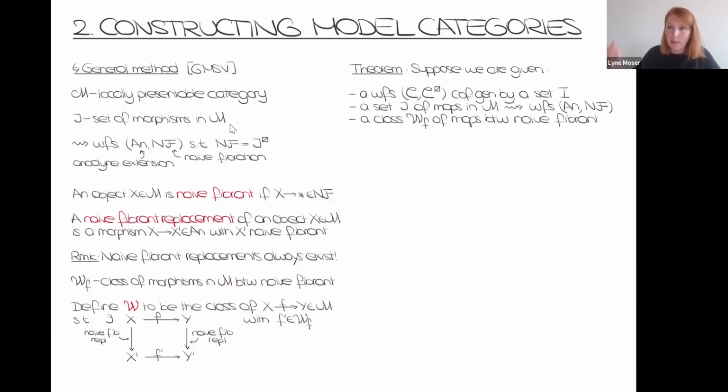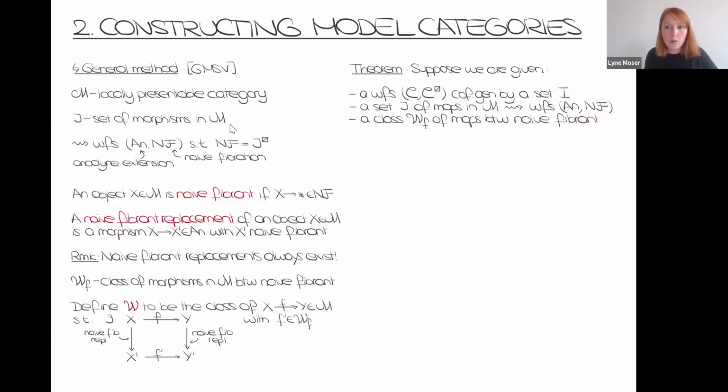So first, I need to give some data. So I first want to precise a weak factorization system of cofibrations and trivial fibrations. And so here I just denoted this with these lifting properties, just to not confuse them with the actual trivial fibrations. And this is going to be generated by a set I. And then as before, I want to be given a set J, which is going to give me this anodyne extensions and naive fibration factorization system. And this class W_F of maps between my naive fibrant objects.